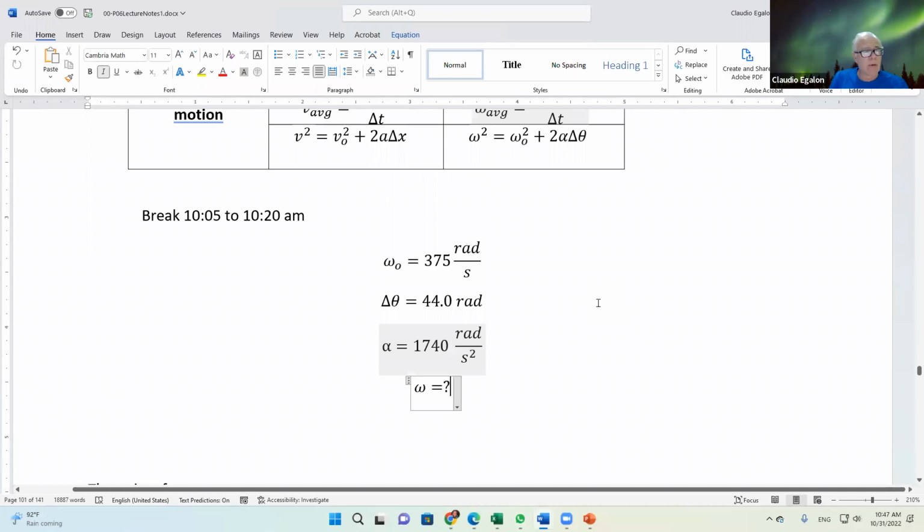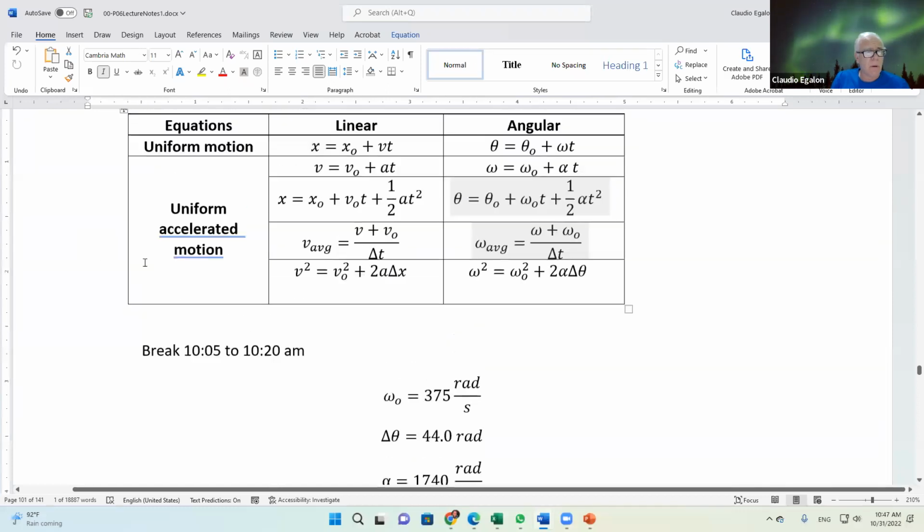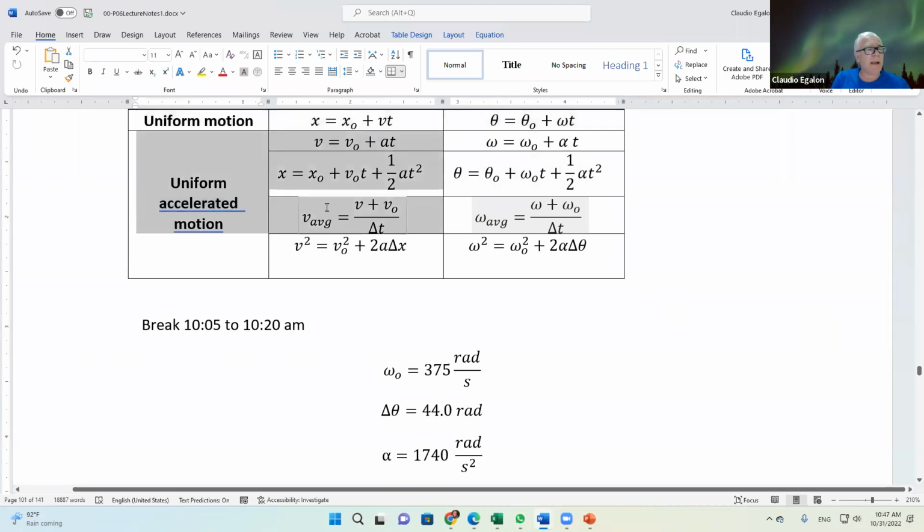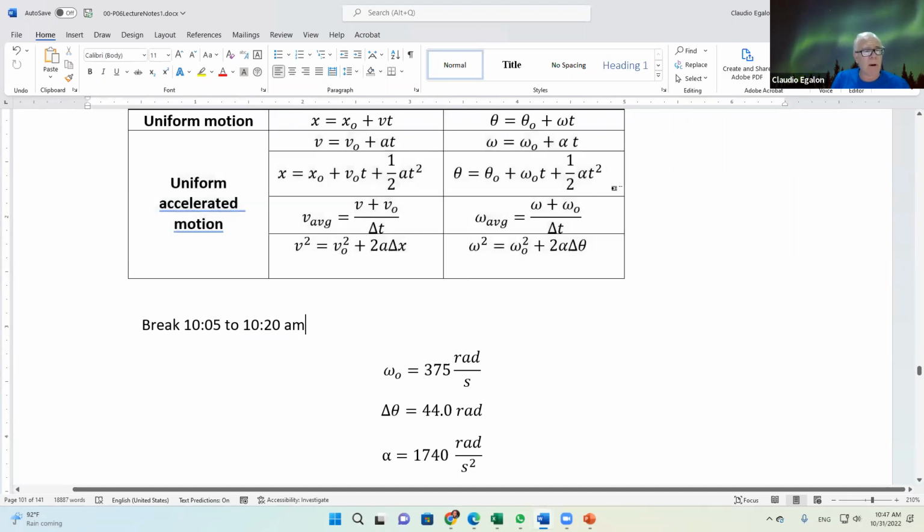So you have to find an equation that's going to allow you to solve your problem. So you have to go back to your equations and see which can solve it. It's not uniform motion, because you're changing the angular velocity. It must be uniformly accelerated motion. Let's see which one can help us solve the problem. For this problem, remember, I want to know omega.